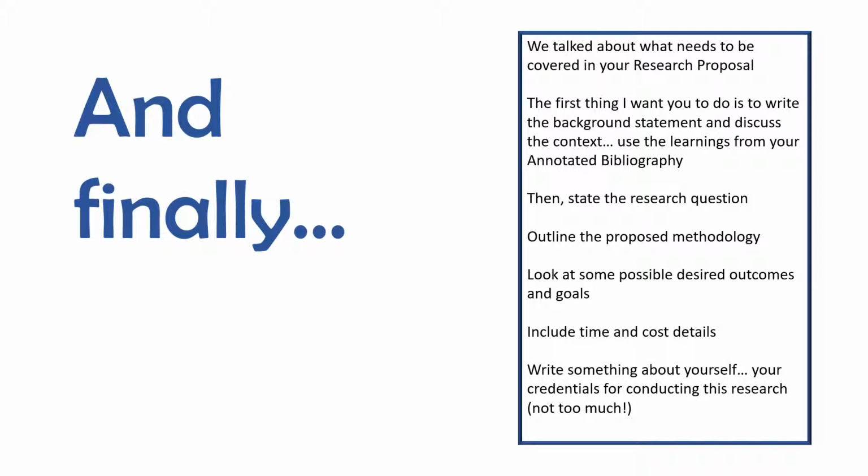And the first thing I'd like you to do is to write the background statement and to discuss the context. Very important to set the context for a study. And use the learnings from your annotated bibliography as far as you can. Then state the research question. Outline the proposed methodology and look at some possible desired outcomes and goals for the study. Make sure you include full timing and cost details, and finally write something about yourself, your credentials or experience for conducting this research.